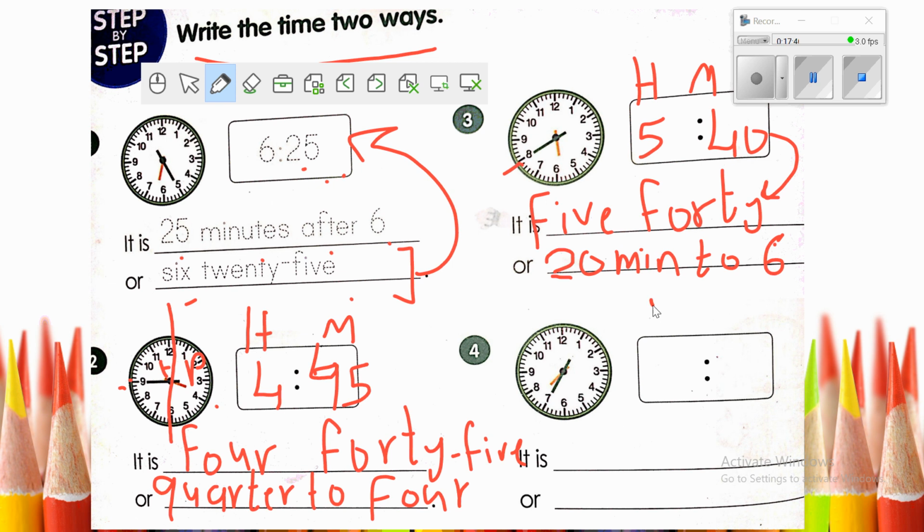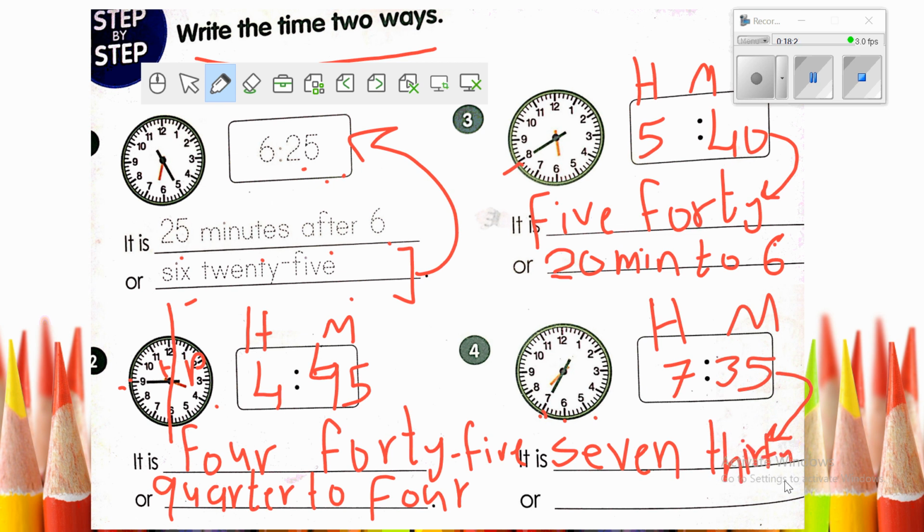The first thing I have to write is the hour and the minute. What about the hour? See the red hand? Yes, it will be 8, so still 7. And what about the minute? It's 7. I have to skip counting by 5: 5, 10, 15, 20, 25, 30, 35. Now, the same, I write it here in the word form. So it's 7:35.